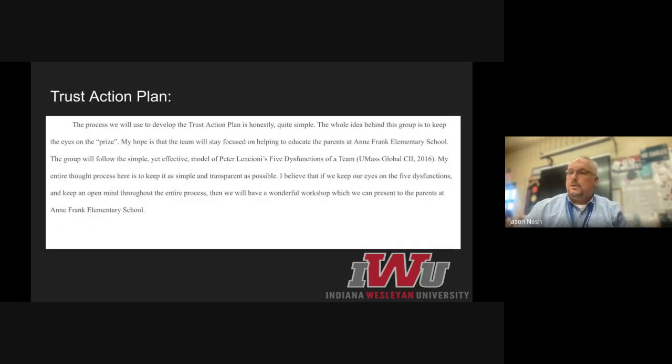So my trust action plan at this point, the process that we will use to develop the trust action plan, is honestly quite simple. The whole idea behind this group is to keep the eyes on what the prize is. And the prize is success with the students, the parents, teachers, administration of Anne Frank Elementary School. We're going to get there. It's not going to happen in the first year. And we have to be real smart about that.